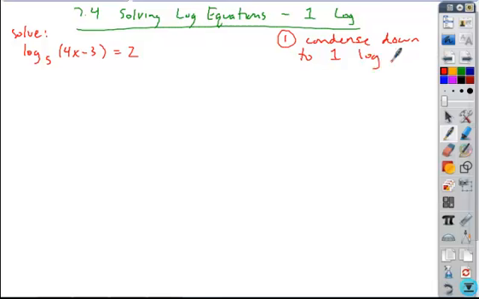So you're going to condense everything down. If necessary, you'll apply the properties that allow you to condense the logs, but you want to get your expression so there's only one log on one side of the equation. If you can do that, your next step will be to rewrite it in the form of its exponent.